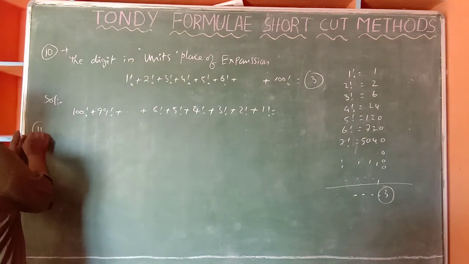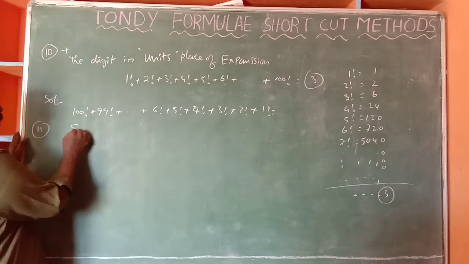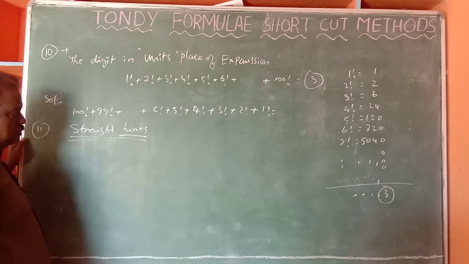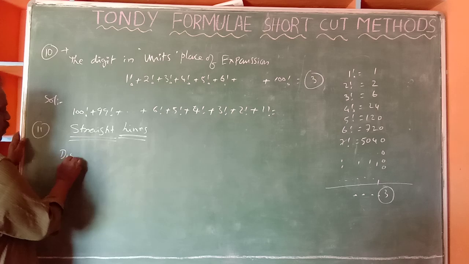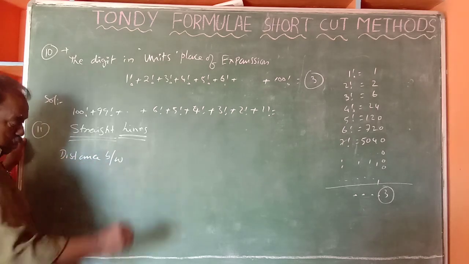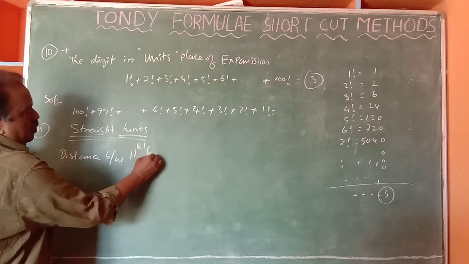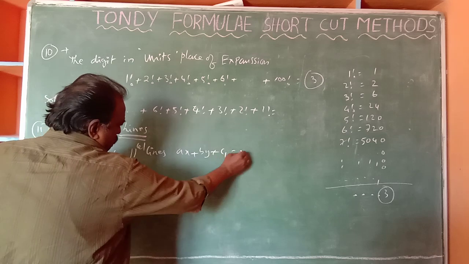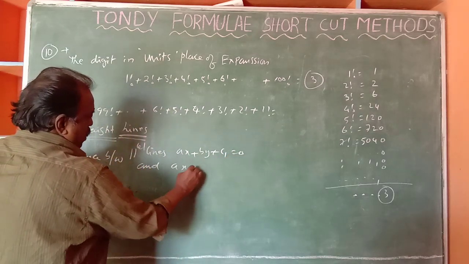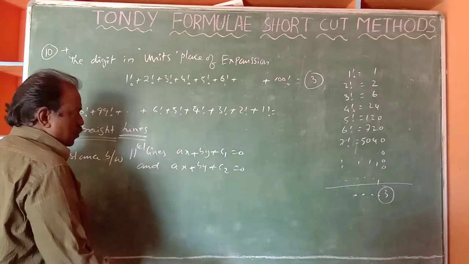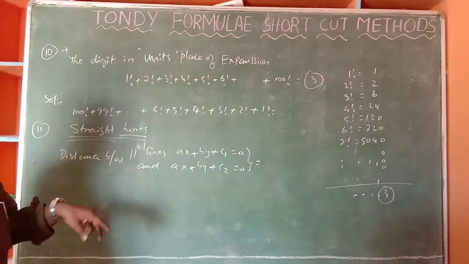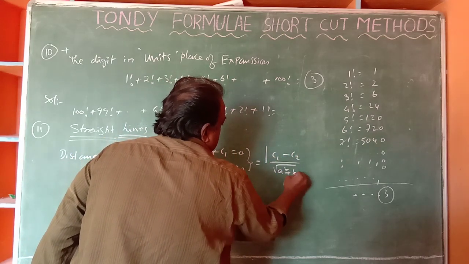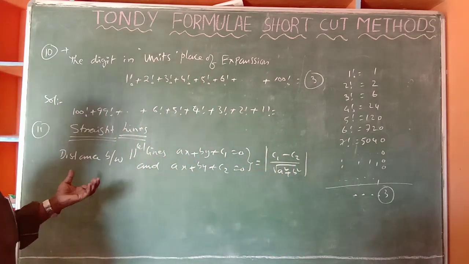Now we change the chapter. Welcome to the chapter straight lines. Distance between parallel lines: for the lines Ax plus By plus C1 is equal to 0 and Ax plus By plus C2 is equal to 0, the distance between the parallel lines is mod of C1 minus C2 by root of A square plus B square. Of course, this concept is there in the regular syllabus.